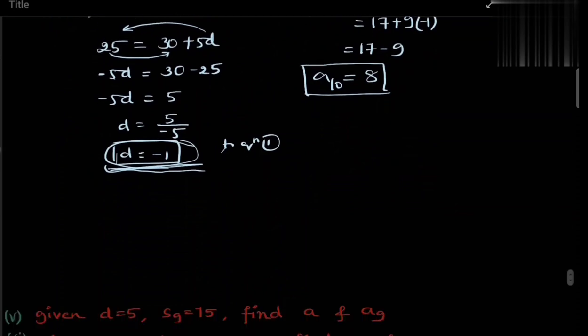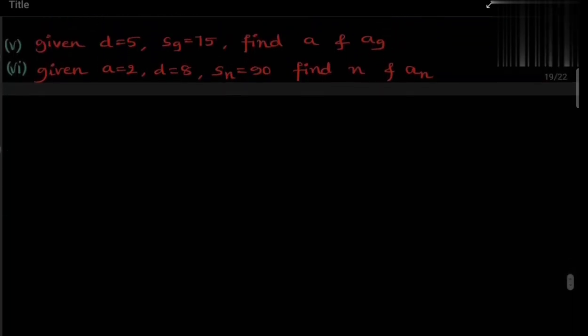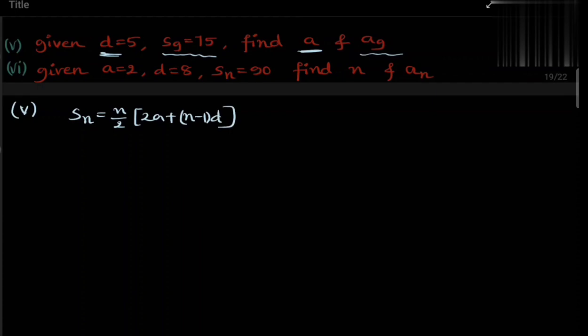Next, move on to the fifth question. For the fifth, they have given the common difference d is equal to 5 and the sum of the first 9 terms is 75, and we have to find the first term and the 9th term. So here we know the formula, right? That is the sum of n terms of an AP. Sn is equal to n by 2 into 2a plus n minus 1 into d.